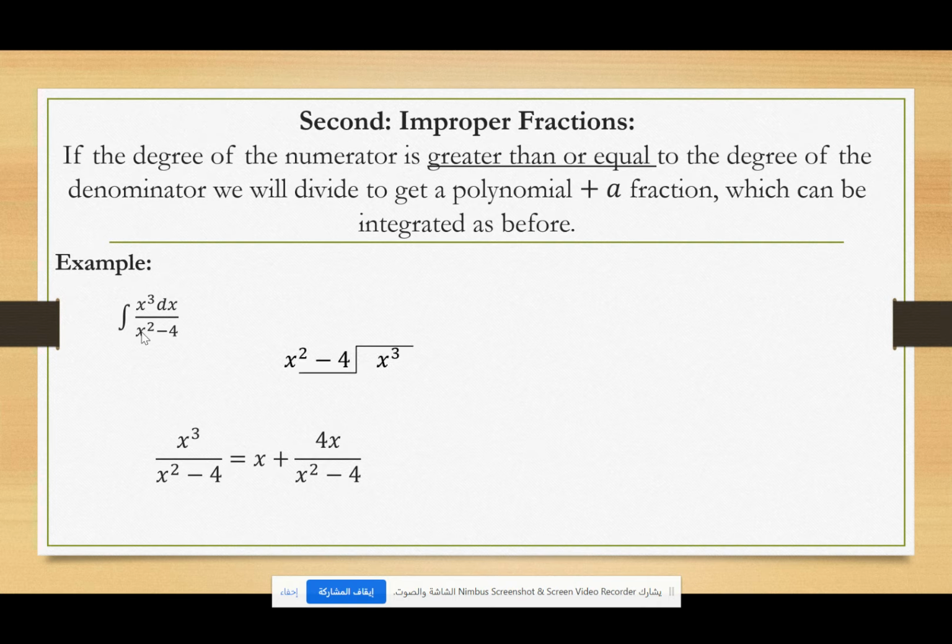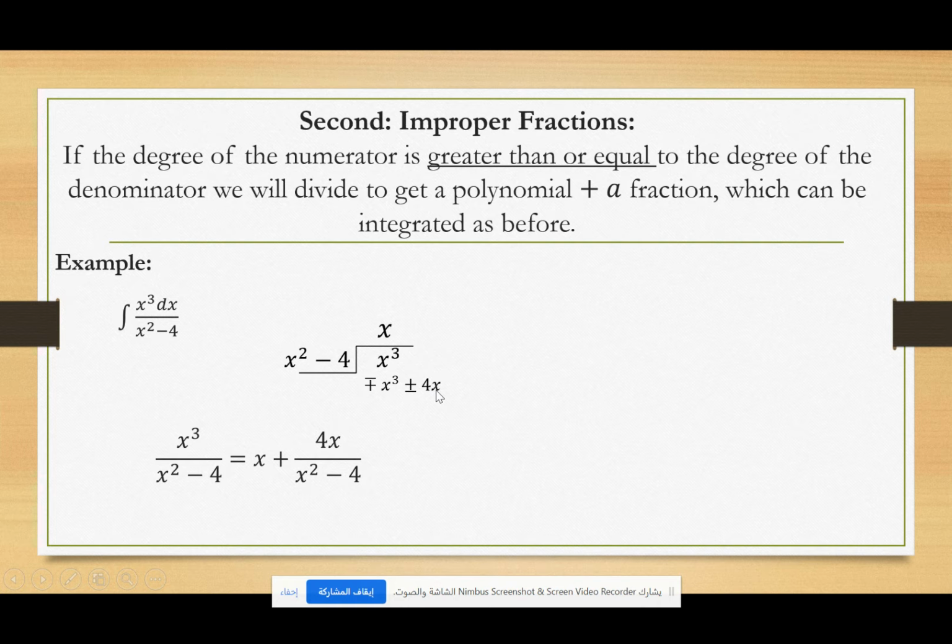This is how you're going to make the long division: put x cubed, which is the numerator, inside, and x squared minus 4, which is the denominator, outside as a divisor. Now divide x cubed by x squared. By subtracting the powers, 3 minus 2, you will get x to the power of 1. Now, according to what you learned before in long division, after you divide, you should multiply x by each. So x times x squared will give you x cubed, it's a plus. And x times minus 4 will give you minus 4x.